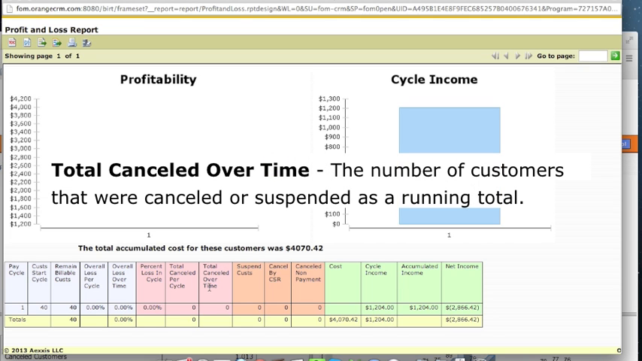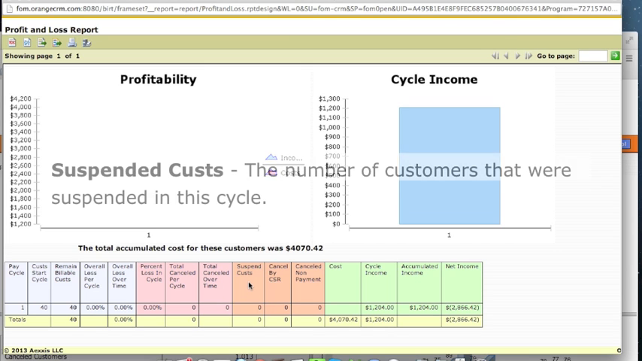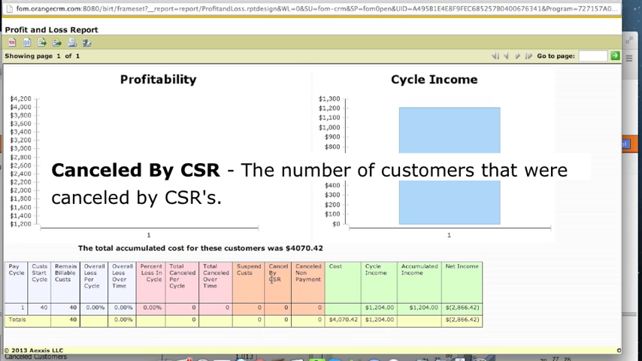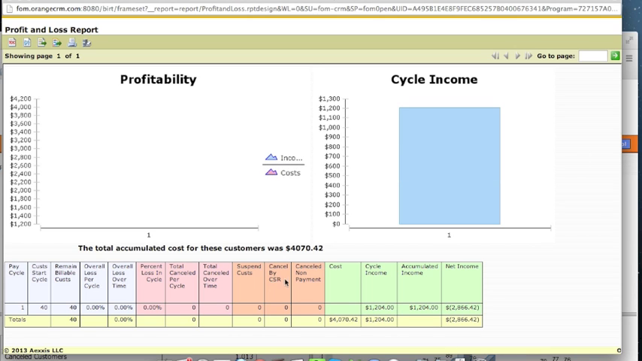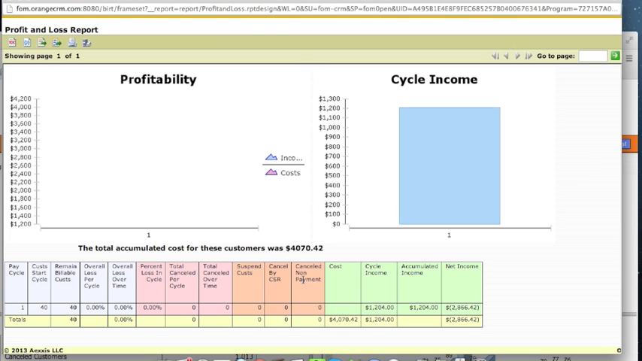We see here the total canceled over time. This is the number of customers that were canceled or suspended as a running total. As we move on here, we see suspended customers. This is the number of customers that were suspended in this cycle. Canceled by CSR, this is the number of customers that were canceled by CSRs. Canceled non-payment. This is going to be the amount of customers that were canceled, obviously for non-payment.